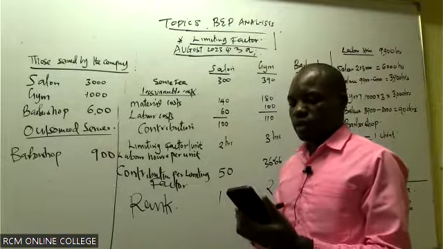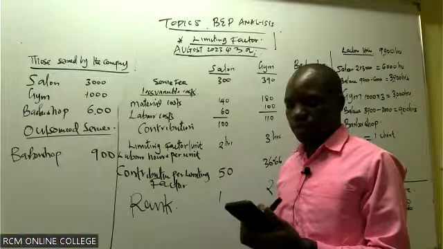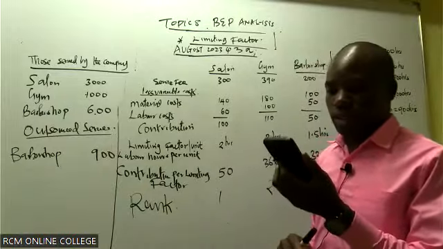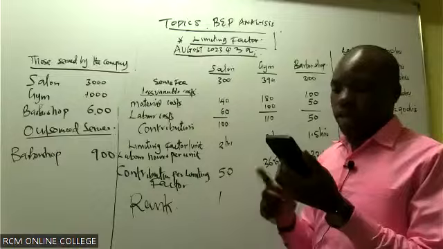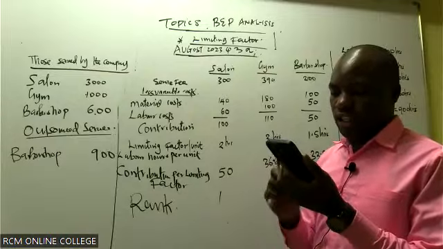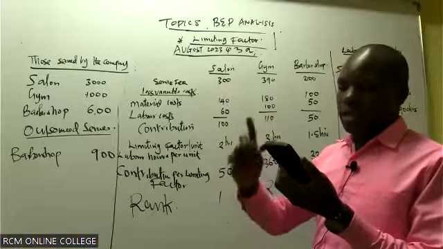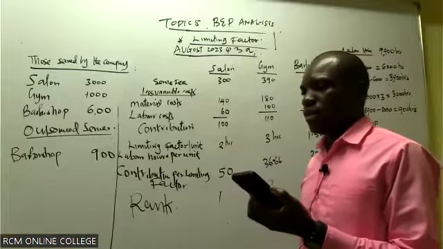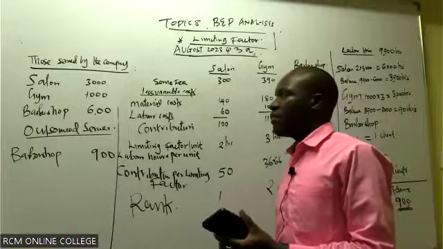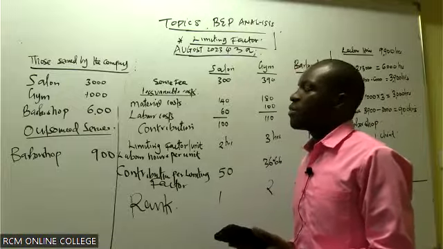So let's read the question and see what they want us to do. Roman 2, prepare the limiting factor mix schedule to show the number of clients per service that maximizes the profitability. The number of clients per service that maximizes profitability.